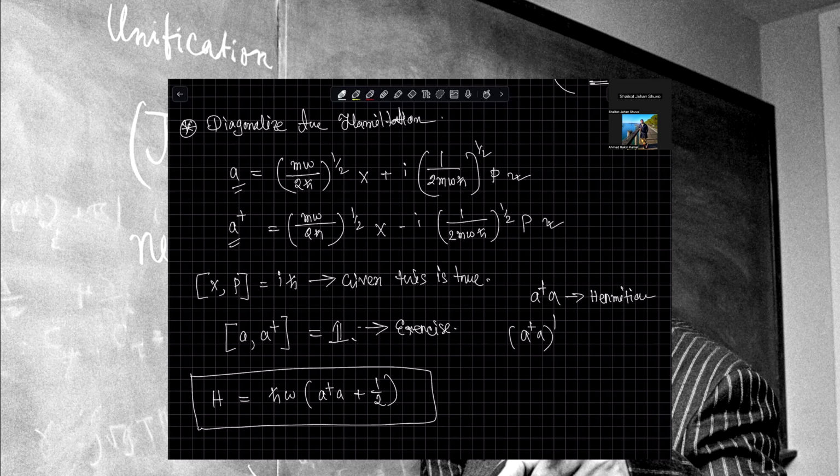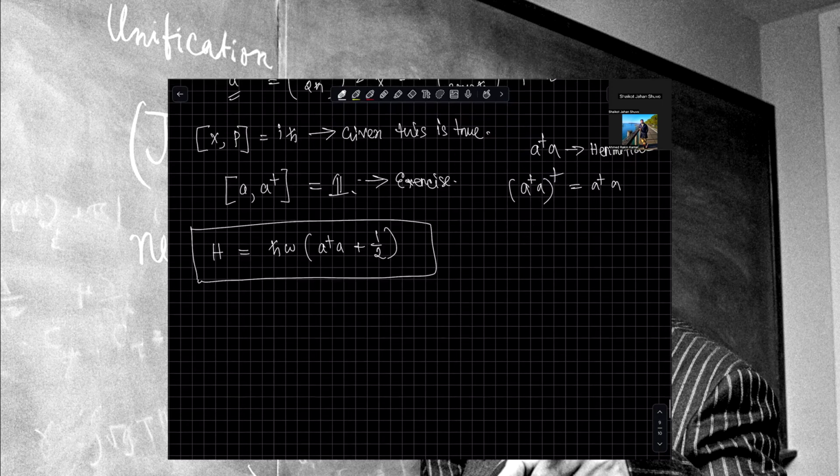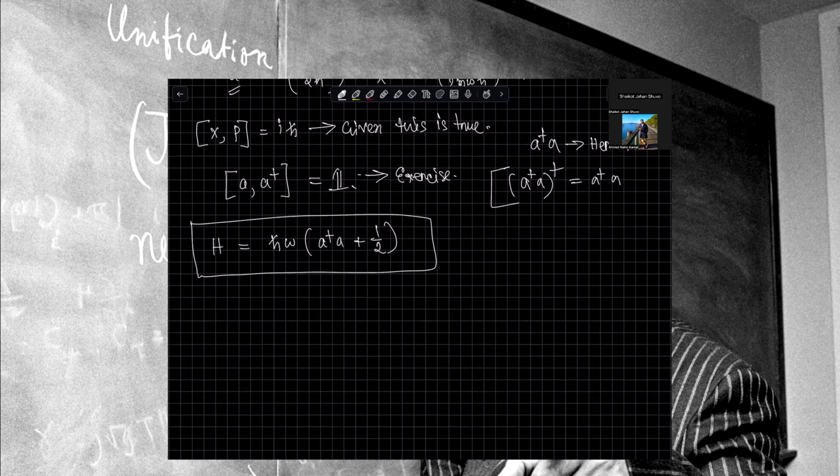Because the dagger of a dagger a is just a dagger a. Transpose, complex conjugate, you get the Hermitian thing. In case you don't understand how this is happening, let's say you have some operators A, B, C and you want to dagger them. This looks like C dagger, B dagger, A dagger. You dagger them in a reverse manner, starting from the right to left. So this is pretty clean. And if I want to find the eigenvalues of this H, what am I going to do?